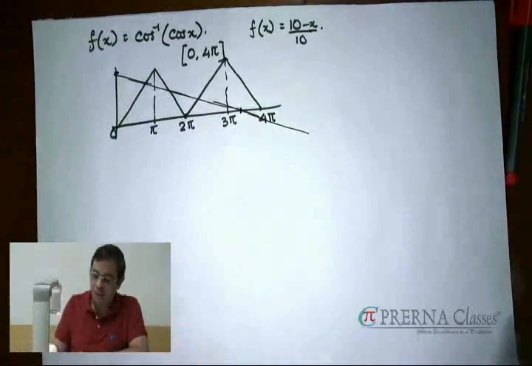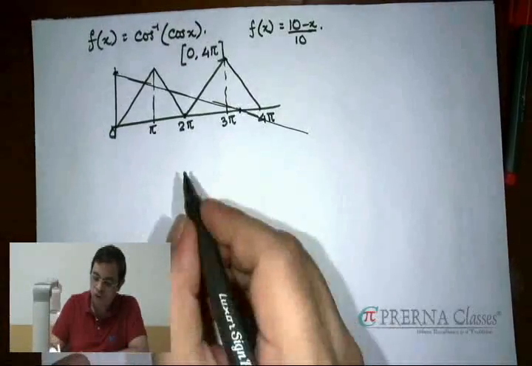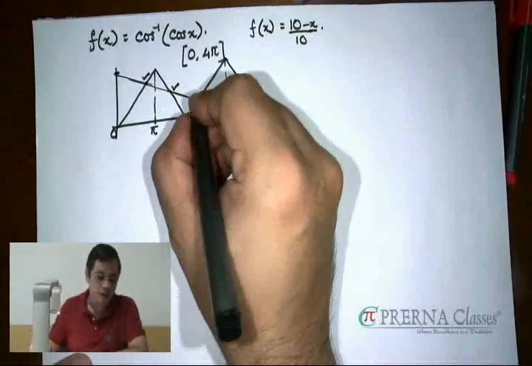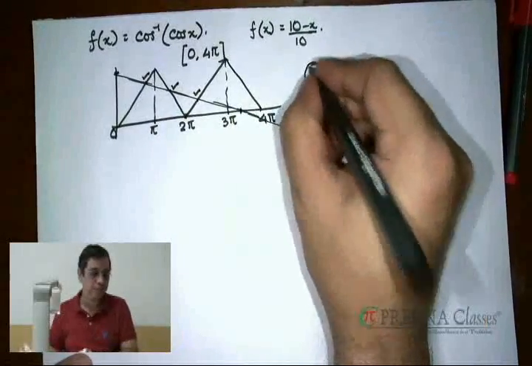You can easily see from the graph that this is the first solution, this is the second solution, this is the third solution, thereby there being 3 common solutions to that graph.